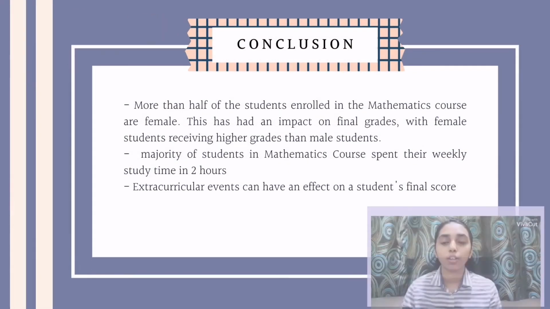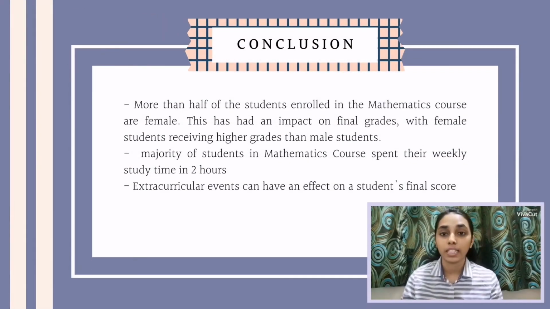The conclusion for the report is that we can see more than half of the students are female students. This shows that female students are more interested in mathematics course compared to male students. This also impacts their final grades because female students are receiving higher scores compared to male students. So, in order to address this issue, the Center of Foundation Service should provide more places for male students in order to balance enrollment in mathematics course between these two genders.